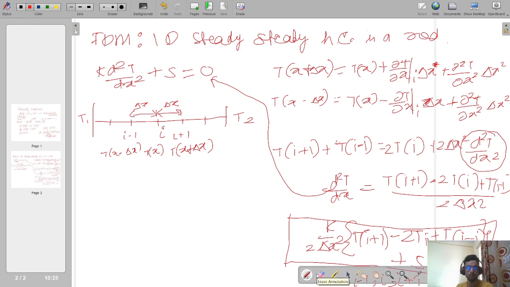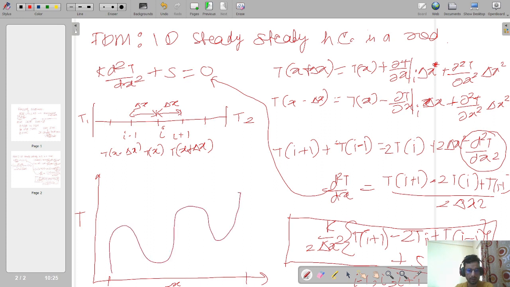Now let's just take 2 minutes and understand the basic difference between the finite difference and finite element methods. Let's assume that this is temperature and this is x. The variation of temperature within this whole domain x can be anything, any random thing. Let's say like this.